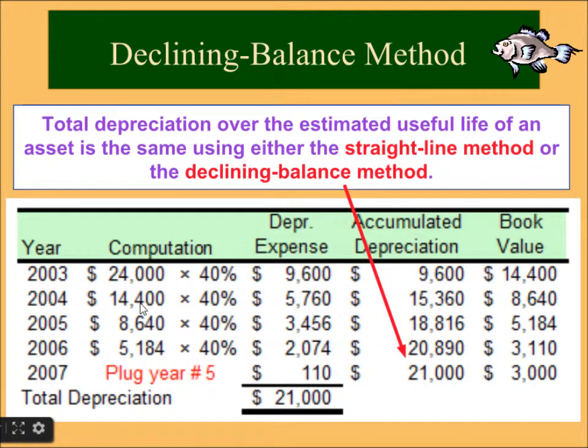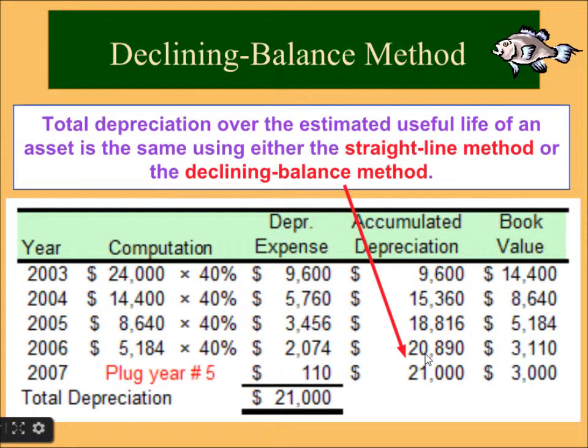So for 2004 we'll use the remaining book value and again multiply it by the depreciation rate of 40%, and then we'll get the depreciation expense. Accumulated depreciation will be the addition of the 9,600 plus 5,760, and we will get 15,360. To calculate the remaining book value, we will deduct the depreciation expense from the book value at the previous year's ending. So we will get 8,640.